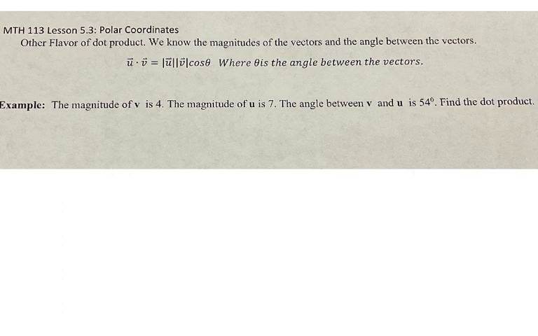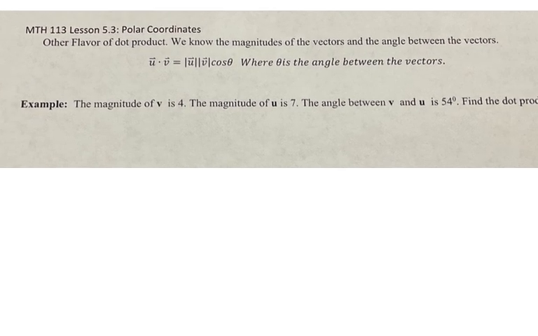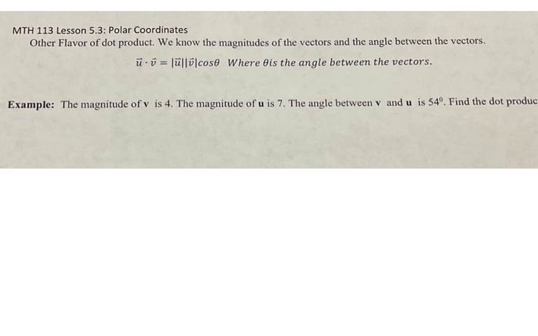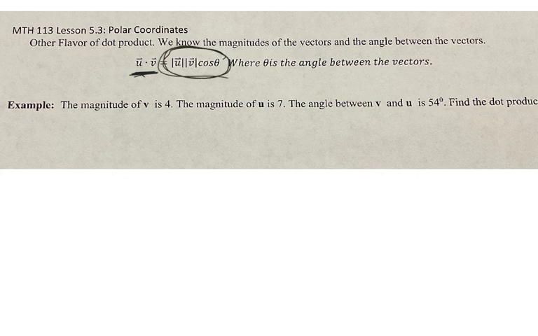Other flavor of a dot product. We know the magnitudes of the vectors and the angle between the vectors. So if we knew the component form, it's as easy as doing what we just did. Right? If you know the components, the x and y. But if we don't know the components, we can find the dot product using the magnitudes and the angle between them. It's another way to do what we just did when I know different things.